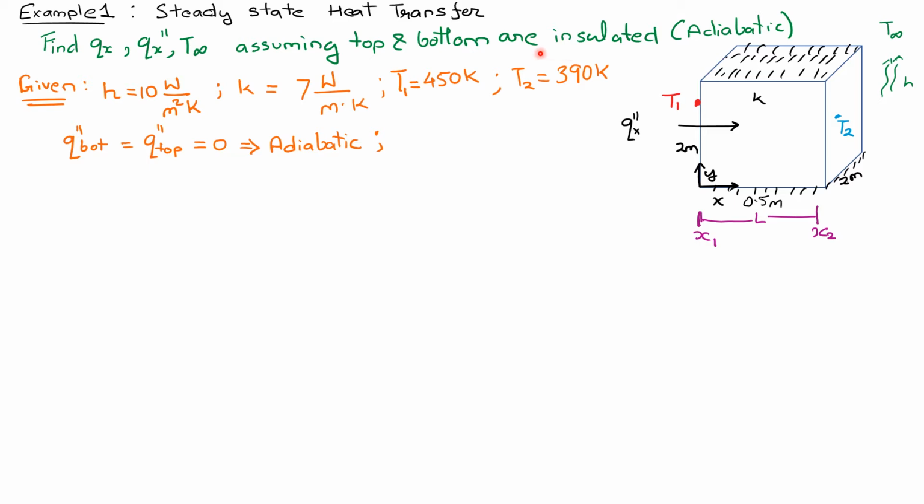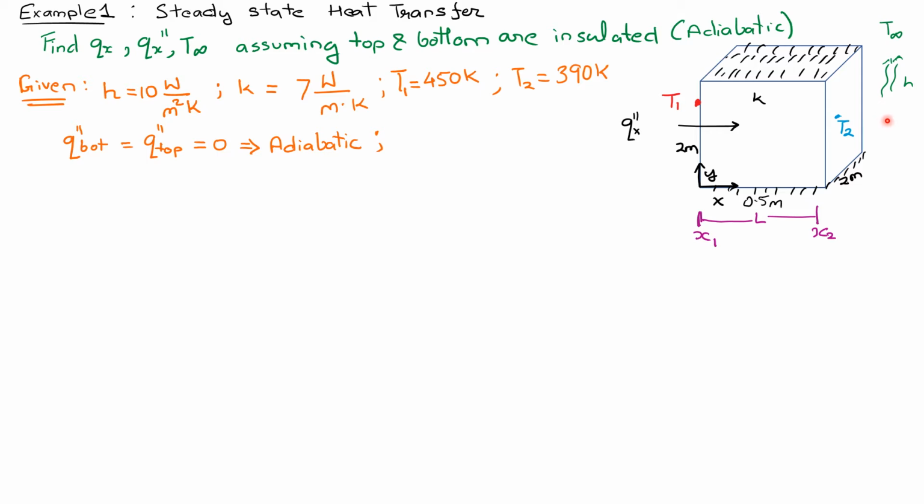Well, when I say it's insulated, it does not mean that all insulated materials are adiabatic or that they do not conduct heat. They do conduct heat, but at a slower rate. But for this particular example, we are assuming that the top and the bottom surfaces of this cube are adiabatic. The thermal conductivity of this cube is K, and the value of K is 7 watt per meter Kelvin.